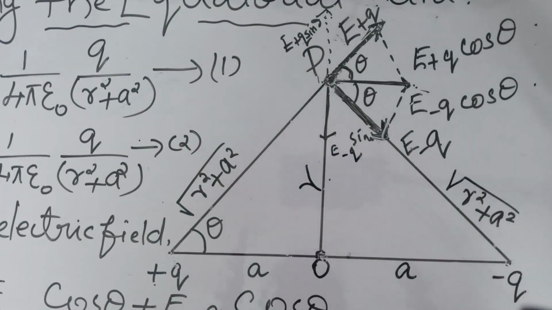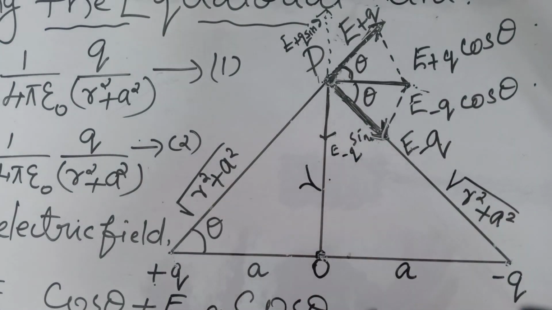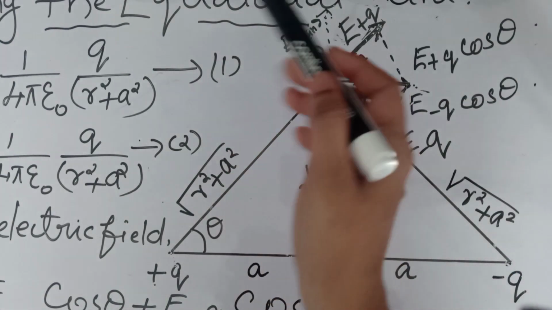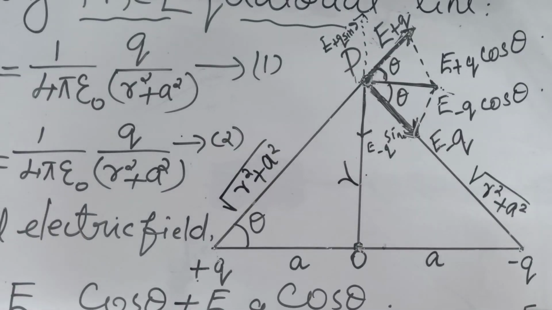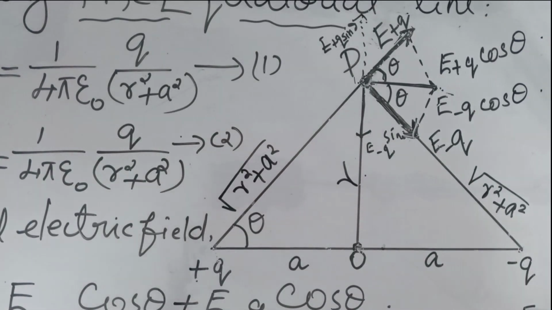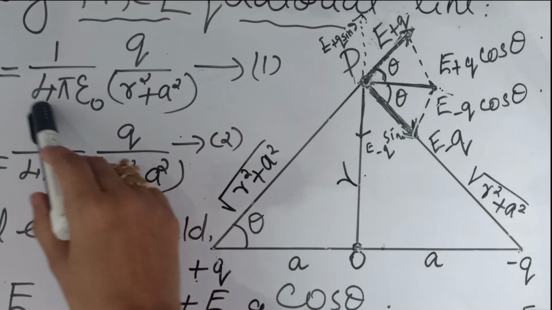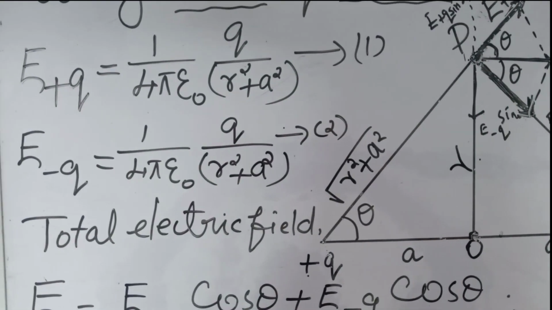So now we can start with the derivation. Hope the diagram is clear to you, because that is very important. Before starting the derivation, we have to draw this diagram. Here we have to find the magnitude of electric field at P due to plus Q charge and due to minus Q charge. So first of all, we can write the magnitude of electric field at P due to plus Q charge, that can be represented as E plus Q.